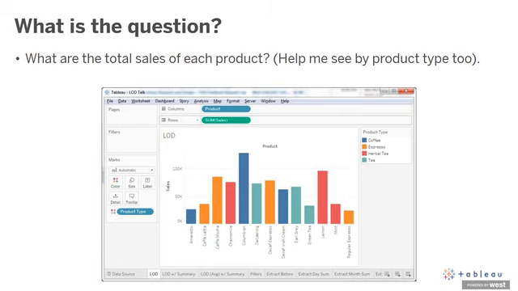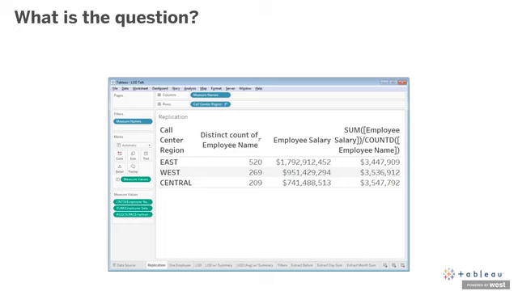So this is a fairly straightforward example of how the question is being evoked from the user interface here in Tableau, and it's showing me what the question is that I'm answering. But it isn't always so easy. And in particular, here's another example. What is the question here?